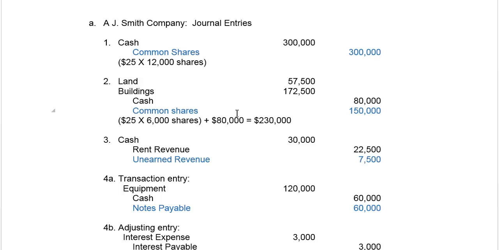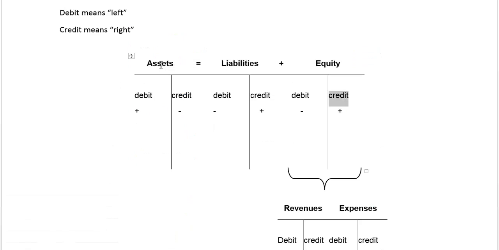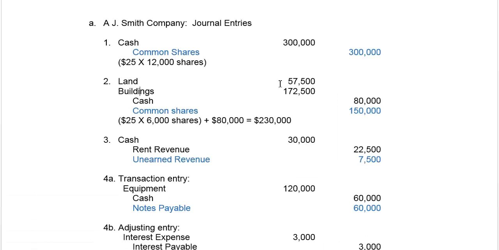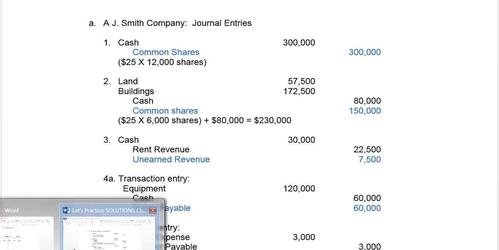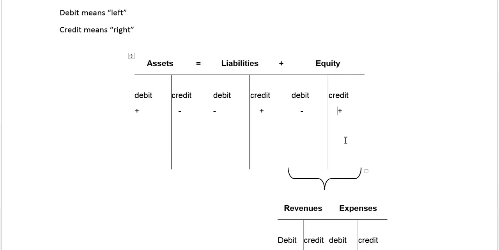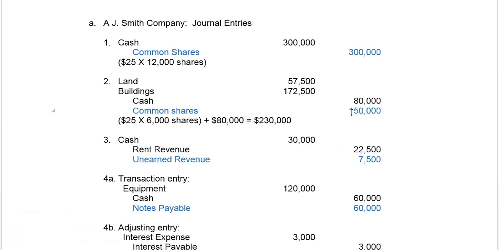Now with the land and buildings that we bought for cash and common shares that we issued, we've already determined that land and buildings were going up. They're assets. When assets go up, they go up on the left, and left means debit. So with that in mind, our assets are going up, but we also have an asset going down, which is cash, and our common shares are also going up. And again, remember that when an equity account goes up, it goes up on the right, and right means credit. So whatever equity account is affected is going to be credited. So therefore, if we go back to our example, that is common shares.